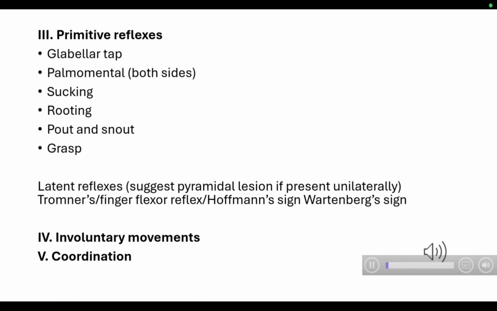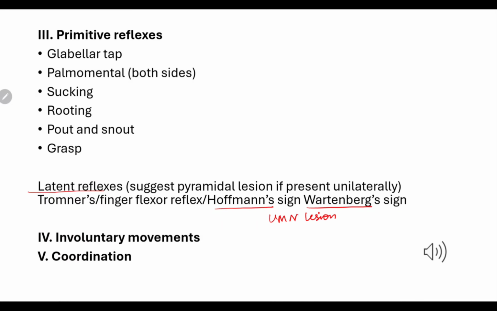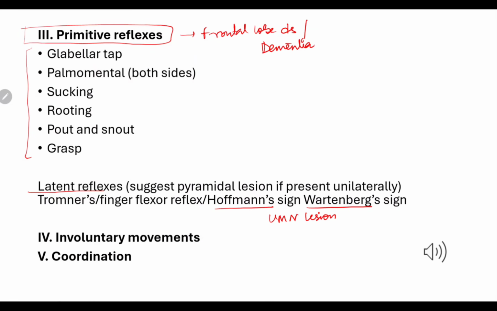We also look for latent reflexes like Hoffmann's sign or Wartenberg's sign, which point towards upper motor neuron lesions. If we are evaluating a patient for frontal lobe disease or dementia, we check for primitive reflexes including the glabellar tap, palmomental, sucking, rooting, snout, and grasp reflexes. These are signs we expect to see in infants, but their reappearance in adults signals a loss of cortical inhibition.